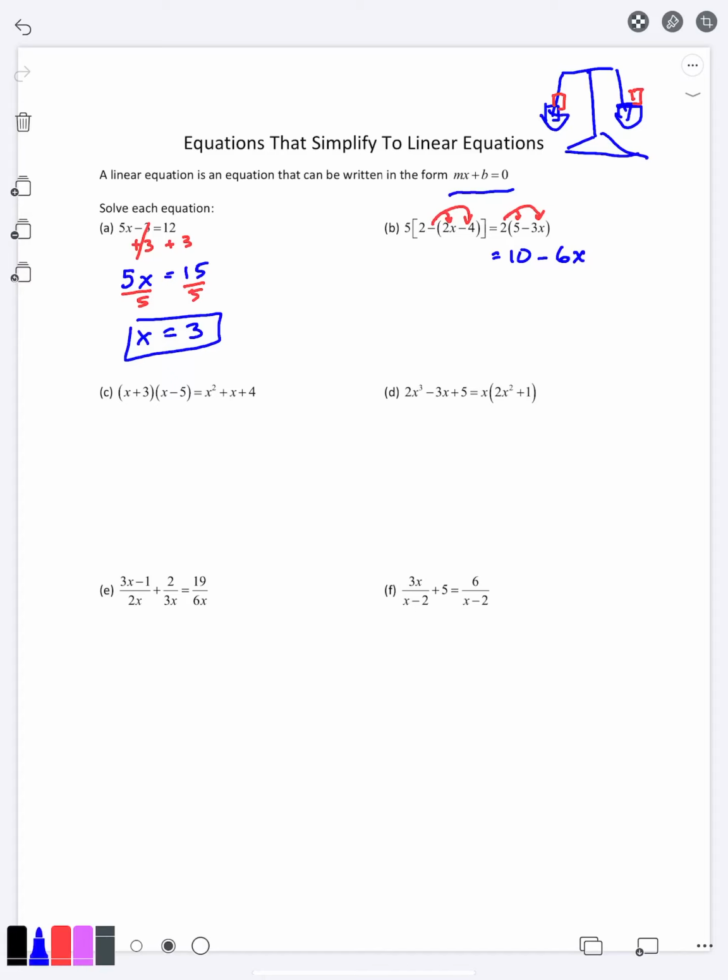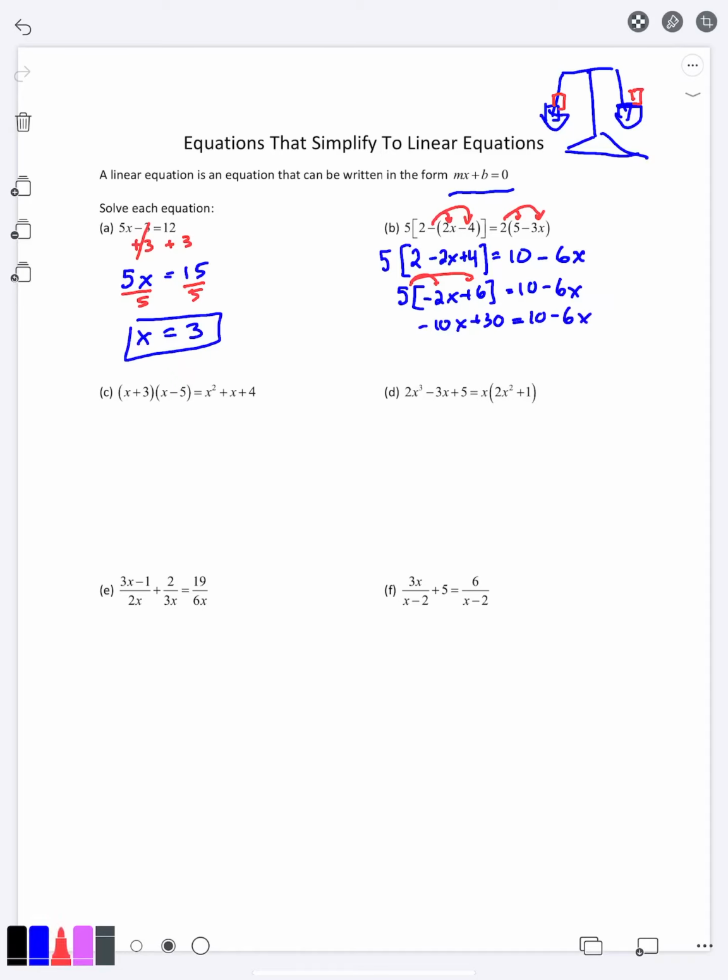That is what we're going to distribute there. So the negative times 2x is negative 2x. Negative times negative 4 is plus 4. Then we still have this 2 in front and the bracket and the 5. Then we can combine like terms on the inside there. Negative 2x is nothing like that term, but 4 plus 2 is 6. Then we can distribute the 5 in, and that would give me a negative 10x plus 30 equals 10 minus 6x.